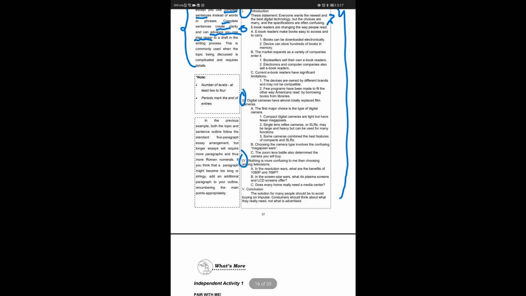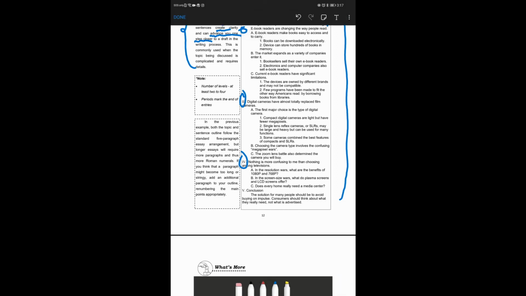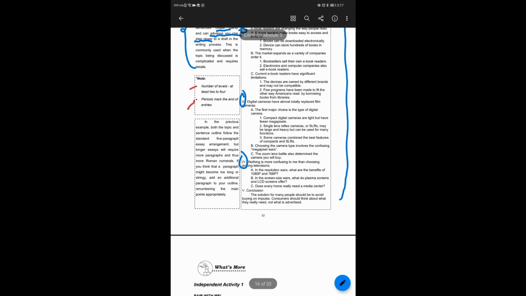So here are some reminders, guys. Unlike a while ago during our discussion of topic outline, again, there should be period marks at the end of the entries kasi nga sentences na siya. And then, number of levels, at least 2 or 4. Yan. So, mahalaga yan. Okay.